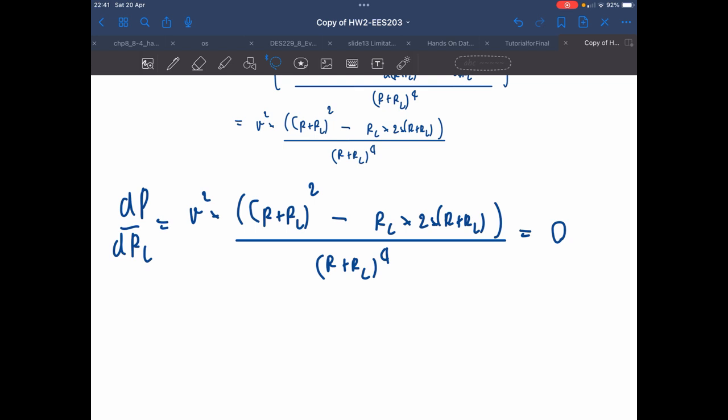Now let's focus on this part. As you can see, when we have a division equals 0, we can just normally cut this part out because it's not affecting our solution. Then in that case, we get times 2 times R plus RL.